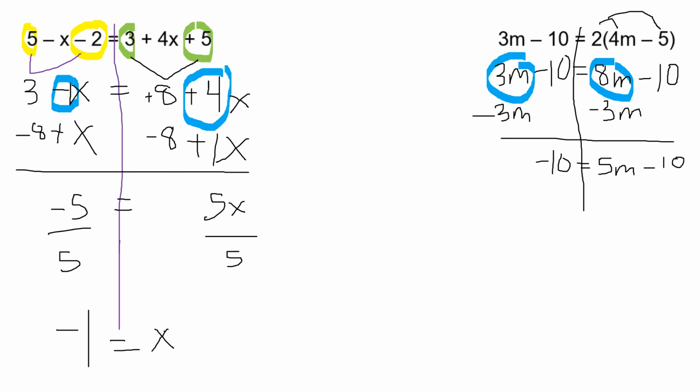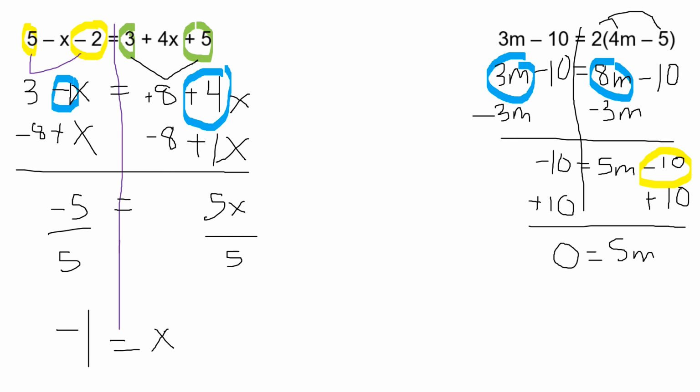Okay, and then I need to move the constant that is with my variable, which is this negative 10 over here. So to move that negative 10, we're going to add 10 to both sides. Okay, and this one, negative 10 plus 10 is 0, and we have that 5m. And again, negative 10 plus 10 is 0.